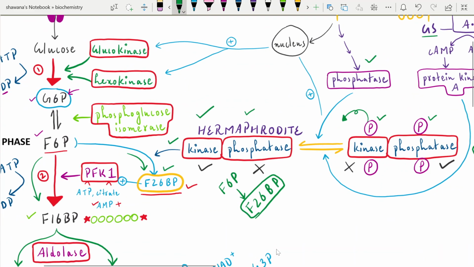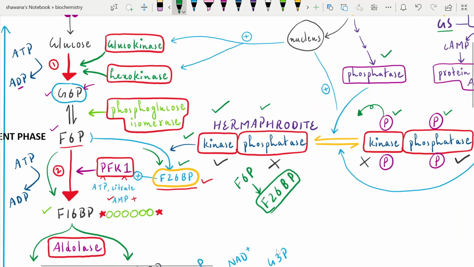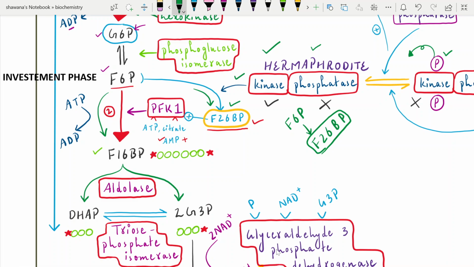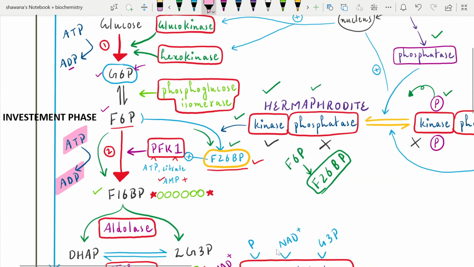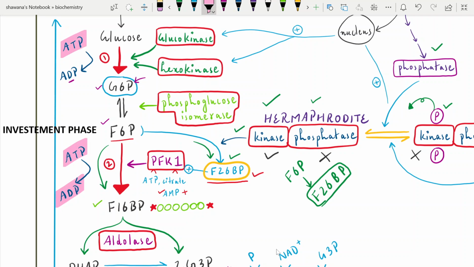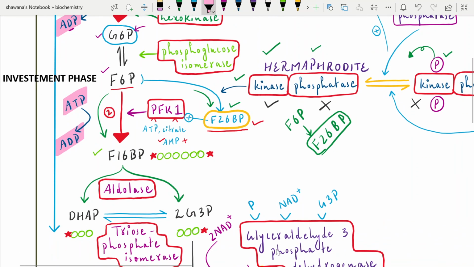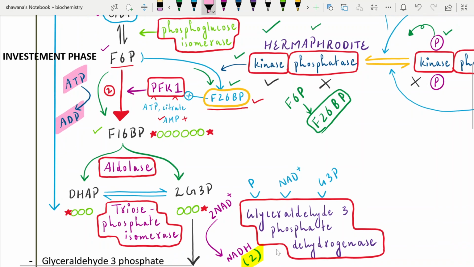So you can think of how nature has set up the influence of the hormones on the glycolysis pathway moving forward. But the second ATP is invested in this step. The first ATP was invested in the conversion of glucose to G6P. This is the investment phase, and the second ATP is invested in the conversion of fructose 6-phosphate to fructose 1,6-bisphosphate. It's the second most important irreversible step of glycolysis, and it has many regulations.